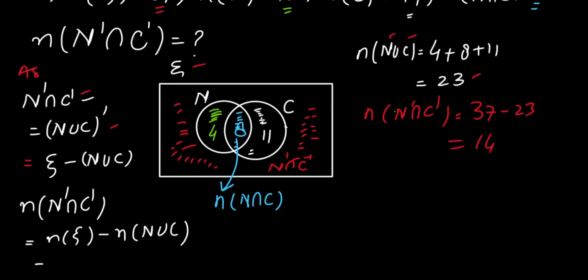Now the number of total students is here 37 minus, say this is my equation number 1. Now my target is to find n of N union C. So firstly we find n of N union C here.